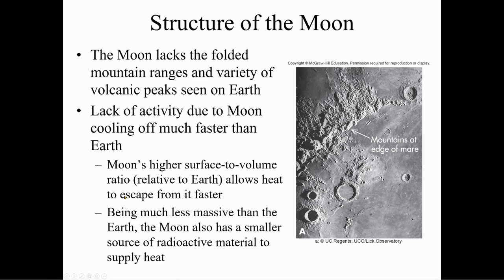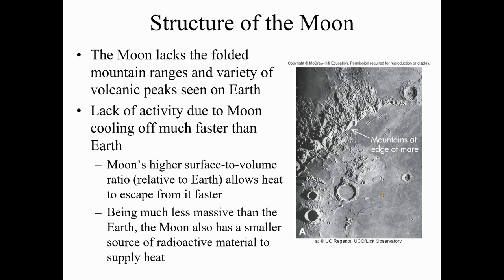Let's take a look. The moon's higher surface to volume ratio allows heat to escape faster from it. Also, oceans hold a lot of the heat, and there is no water like that on the moon. Also, the little bit of mountains on the moon are from impact craters.